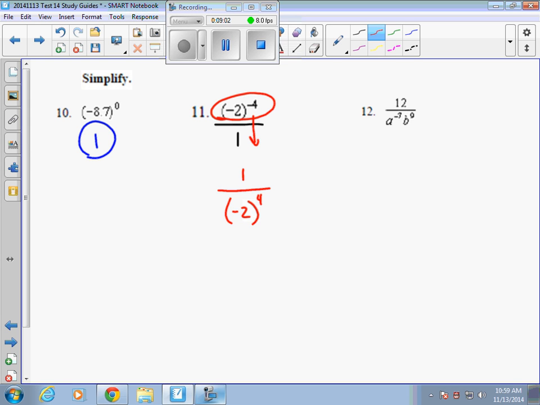So you have 1 over negative 2 to the 4th power. Negative 2 times negative 2 is 4. Times negative 2 is negative 8. Times negative 2 is positive 16. 1 over 16 is your simplified answer.